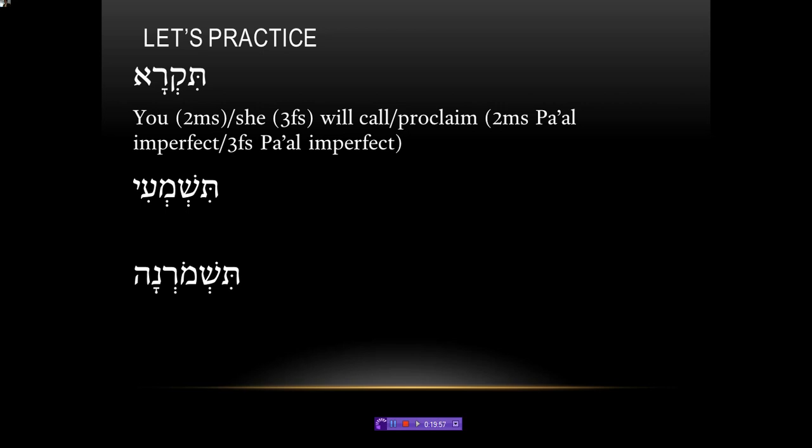So we parse it as second masculine singular, pa'al imperfect, or third person feminine singular, pa'al imperfect. If we were looking at this in the context of a sentence, it would be a little bit easier to determine which of the two this verb actually is. Let's look at the next one. Tishma'i, again, tav prefix, but then a hirak yod ending. So let's go back to our chart.